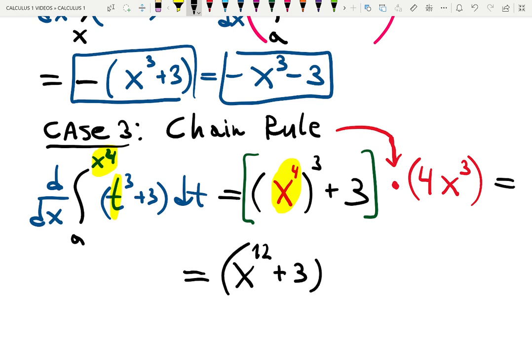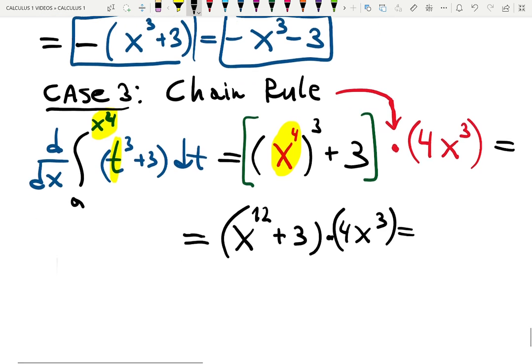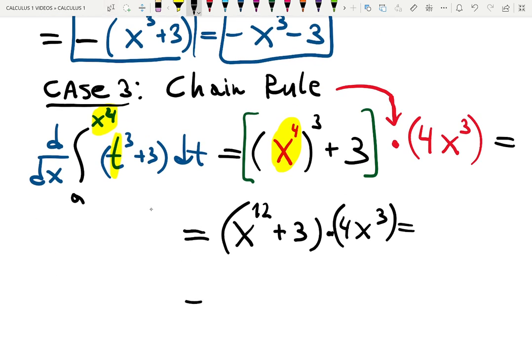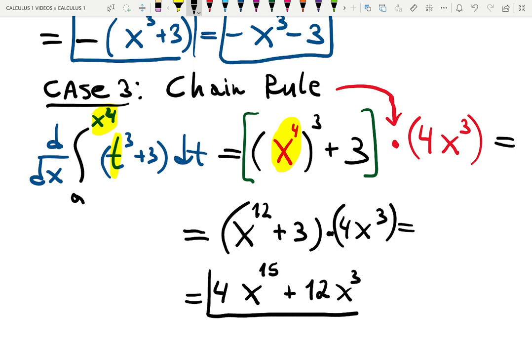Plus 3 times 4x cubed. 4x cubed, I'm reminding you, came from differentiating x to the 4 because of the chain rule. And maybe let's distribute one more time. 4x, is it x to the 36 or x to the 15? Correct, x to the 15. This time we add the powers 12 and 3, plus 12x cubed, or you could keep everything in the factored form if you want to.